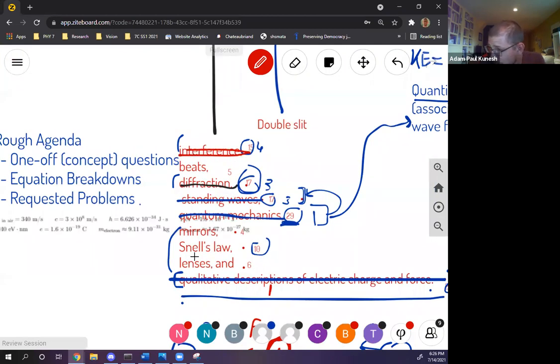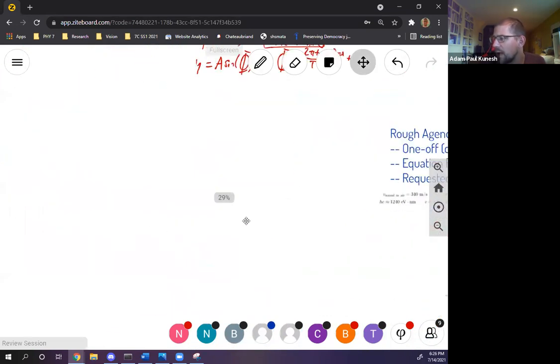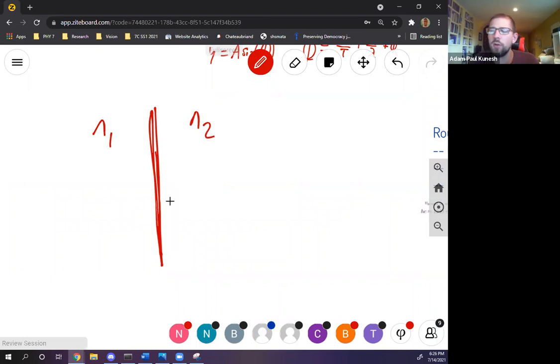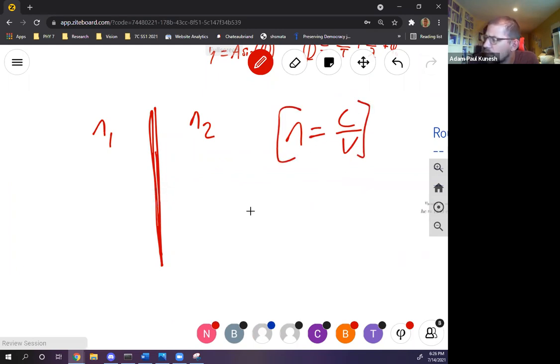Okay, Snell's law. So Snell's law is a result of, oh my goodness, Fermat's principle. Fermat's principle basically says that when you've got two media with different indices of refraction, different preferred speeds of light, n is c over v, where v is the velocity of light in the medium. So this is a good formula to have.